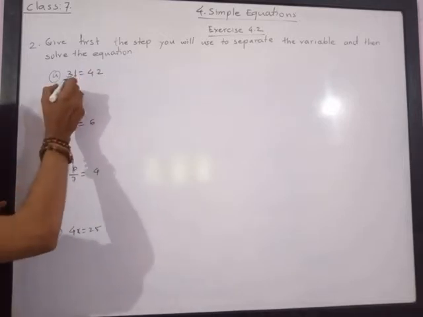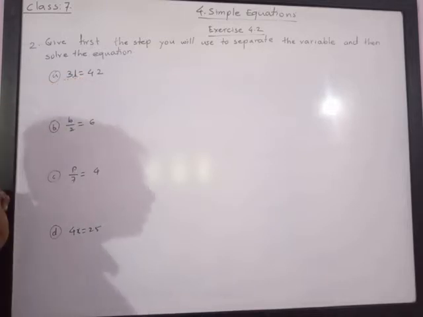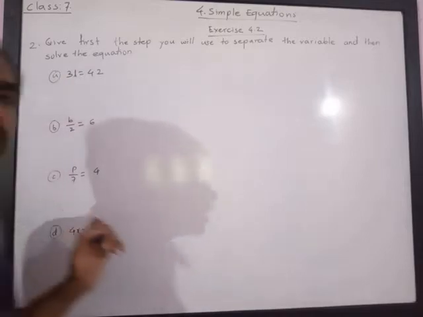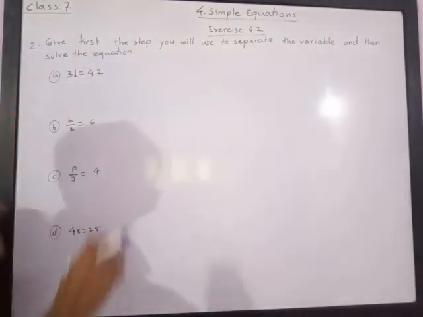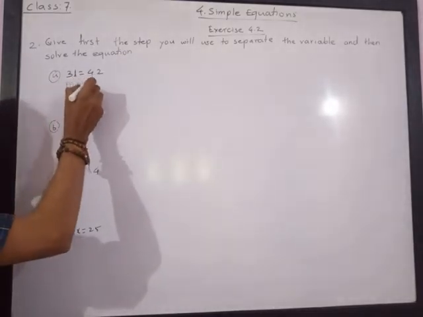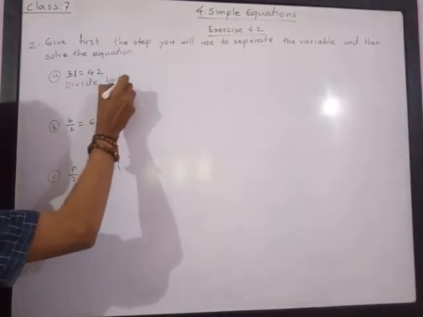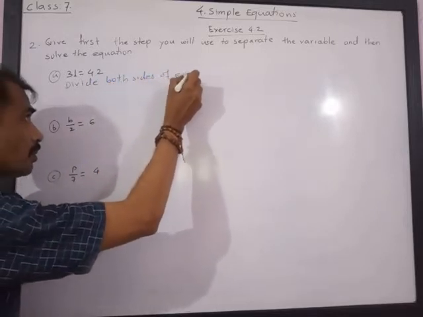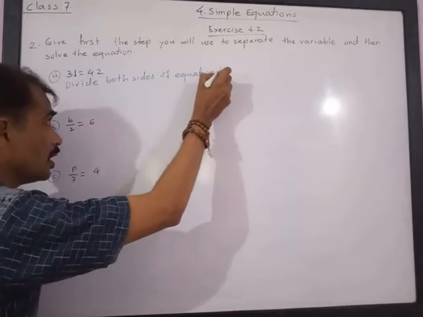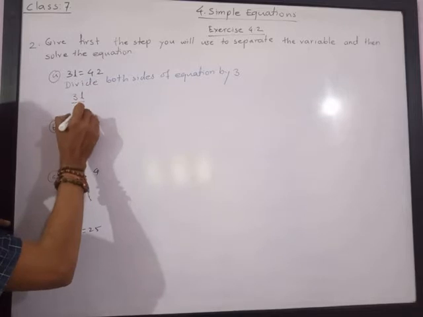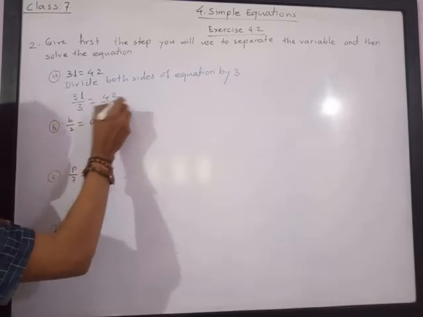Please note here 3 is multiplied by L. Since 3 is multiplied to L, we do the opposite operation with the same number. Since 3L is equal to 42, we divide both sides of the equation by 3. So we will get 3L divided by 3 is equal to 42 divided by 3.